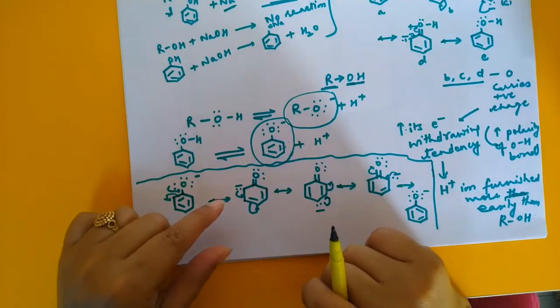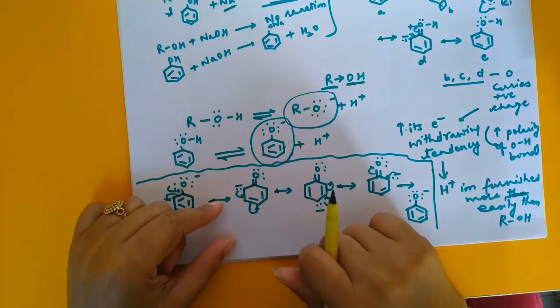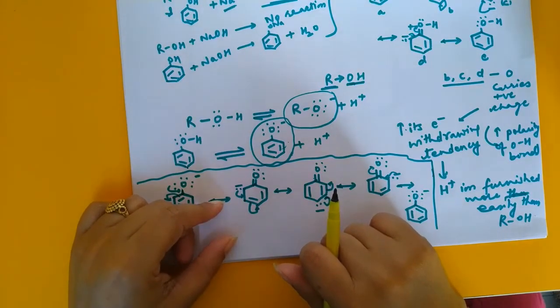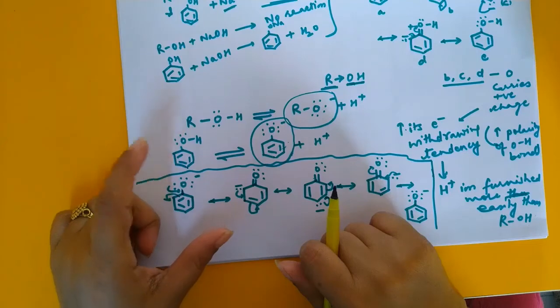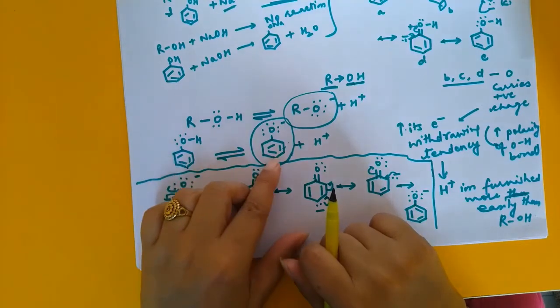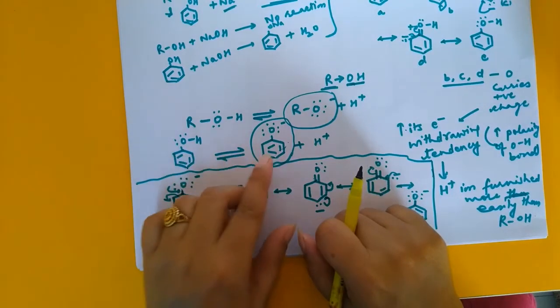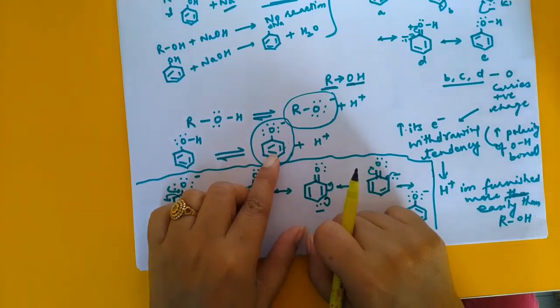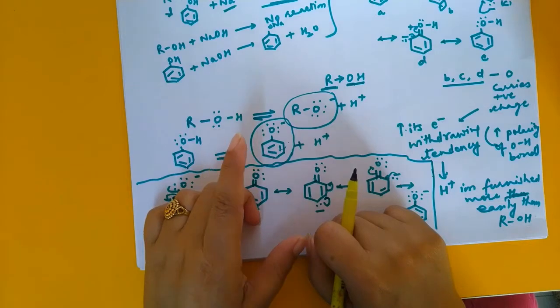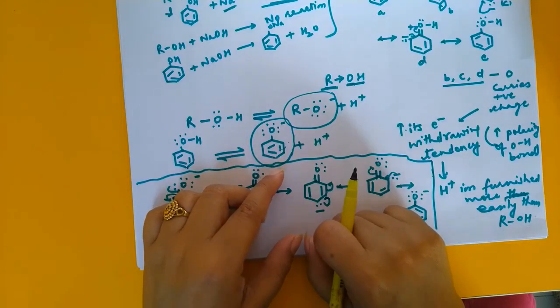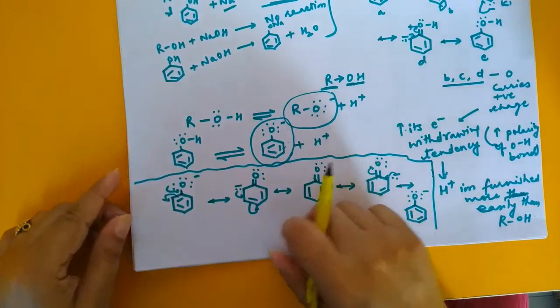Now the third thing I am talking about: the stronger acidic nature of phenol than alcohol is because phenol is less stable as compared to the phenoxide ion because it involves charge separation, while in the case of the phenoxide ion there is no charge separation, which makes it more stable. So that is how we can say phenol is a stronger acid than alcohol.